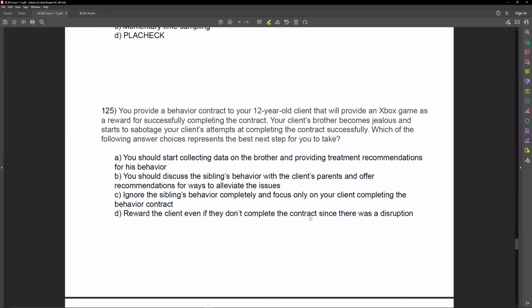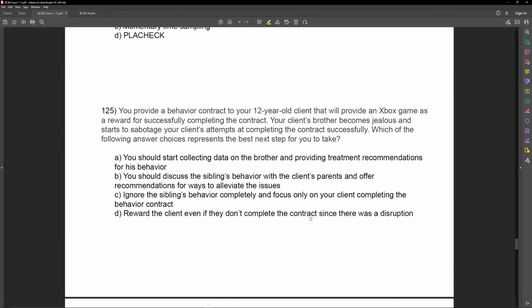125, you provide a behavior contract to your 12-year-old client that will provide an Xbox game as a reward for successfully completing the contract. Your client's brother becomes jealous and starts to sabotage your client's attempt at completing the contract successfully. Which of the following answer choices represents the best next step for you to take? All right, so what is happening in this scenario? We have a behavior contract.